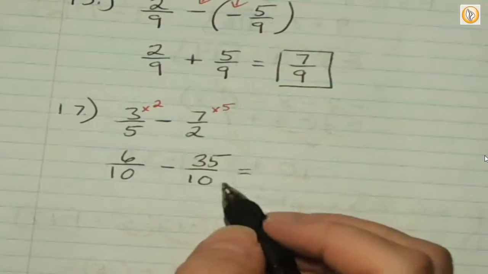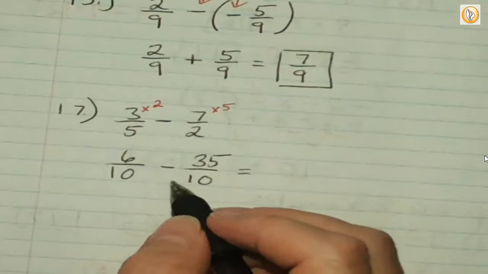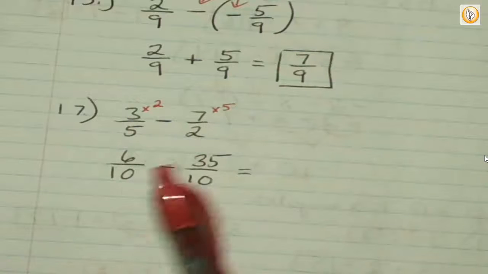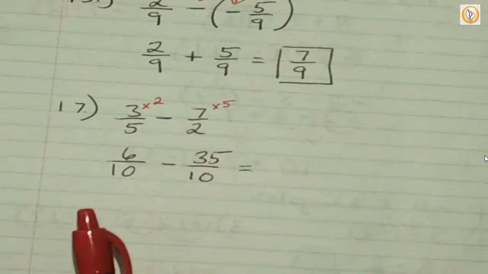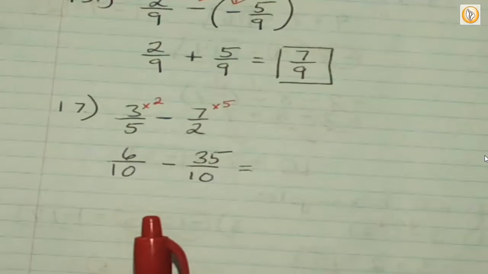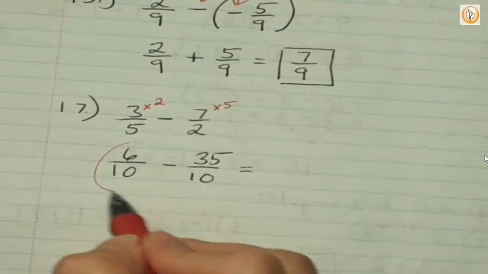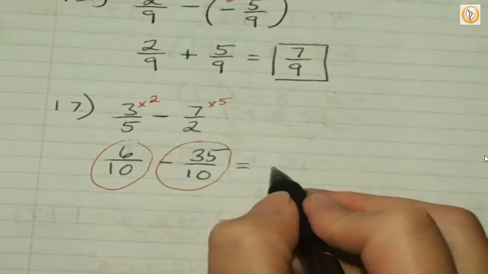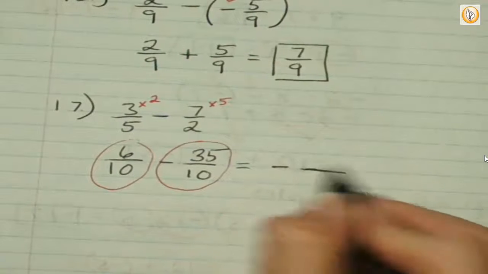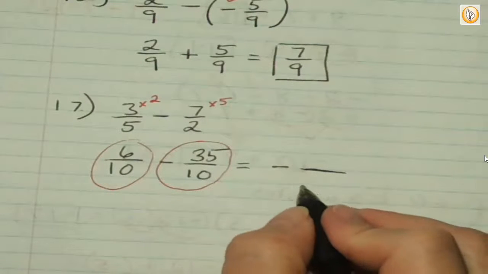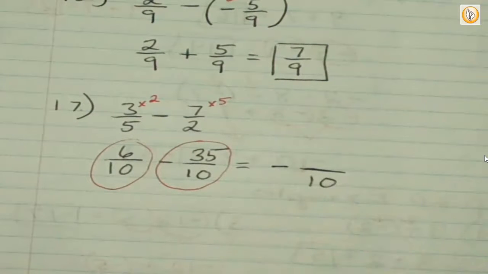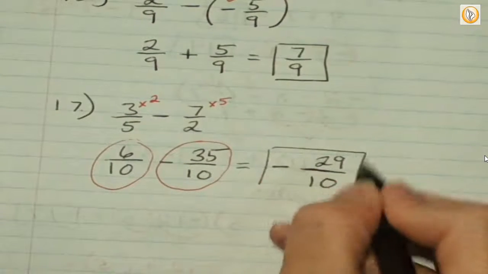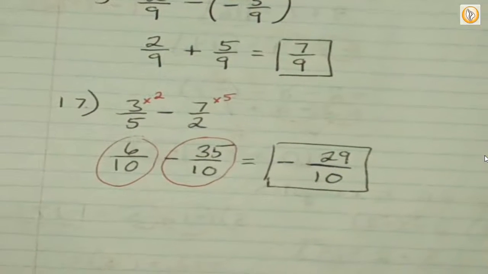Okay? All right, so Cecilia, are they the same or different signs? Different. Okay, so what are we going to do? Subtract, and take the sign of the larger. Which one's the larger? 35/10. So then your answer is going to be negative. Do I subtract the 10 or does it stay the same? So 35 minus 6. 29. There you go. The answer is negative 29/10.